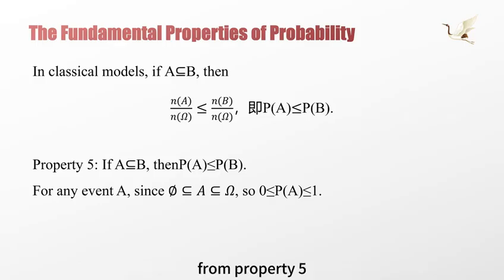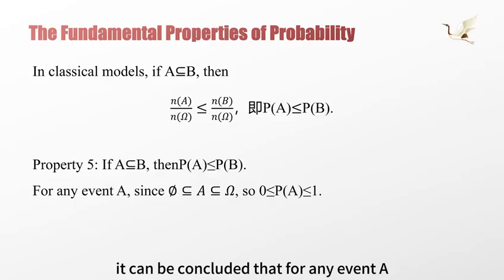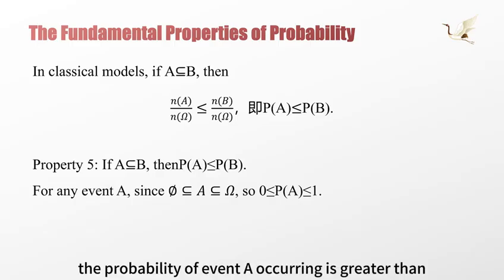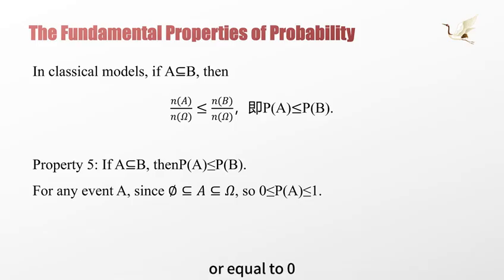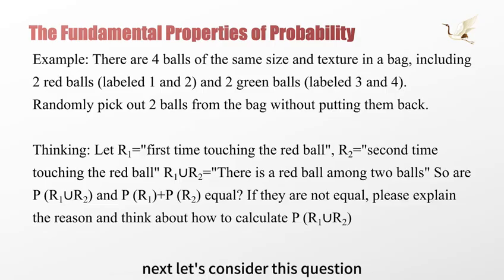From property 5, it can be concluded that for any event A, because event A is contained between the impossible event and the inevitable event, the probability of event A occurring is greater than or equal to 0 and less than or equal to 1. Next, let's consider this question.